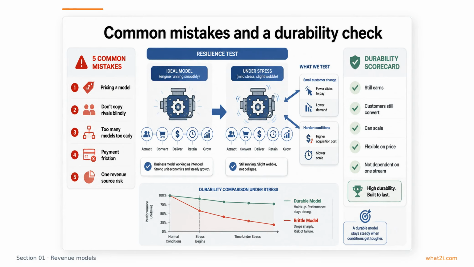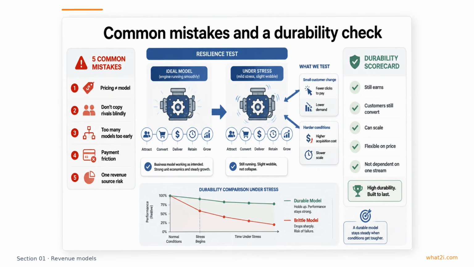A few mistakes show up again and again when people analyze business models. One is confusing the model with pricing, as if charging more automatically fixes a weak structure. Another is copying competitors without asking whether the same model fits the company's own product, audience, and costs. Businesses also get into trouble when they pile on too many monetization methods too early and lose the ability to measure what is really working.